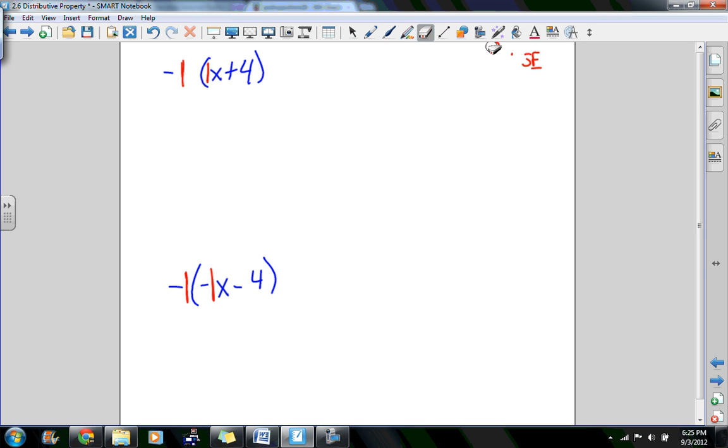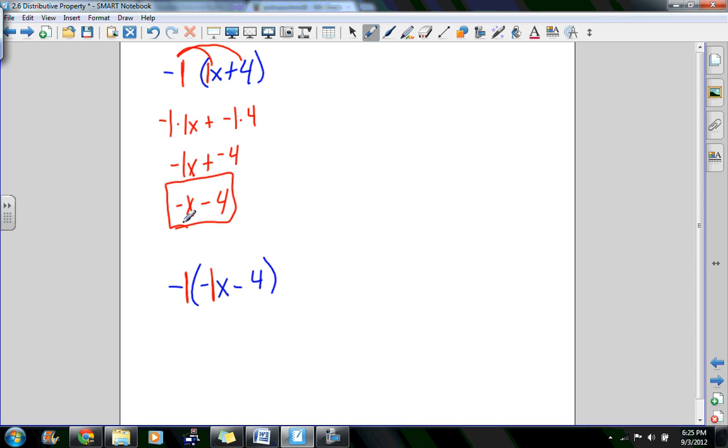Okay, so let's see how we did. These are definitely the hardest problems. So if you got these right, congratulations, you are ready to go. So here we have negative 1 times 1x for there, and then we'll have plus a negative 1 times a 4. So I get negative 1 times 1x is negative 1x, or just negative x. They mean the same thing. Here we'll have a plus minus 4 or minus 4, and that's your answer.